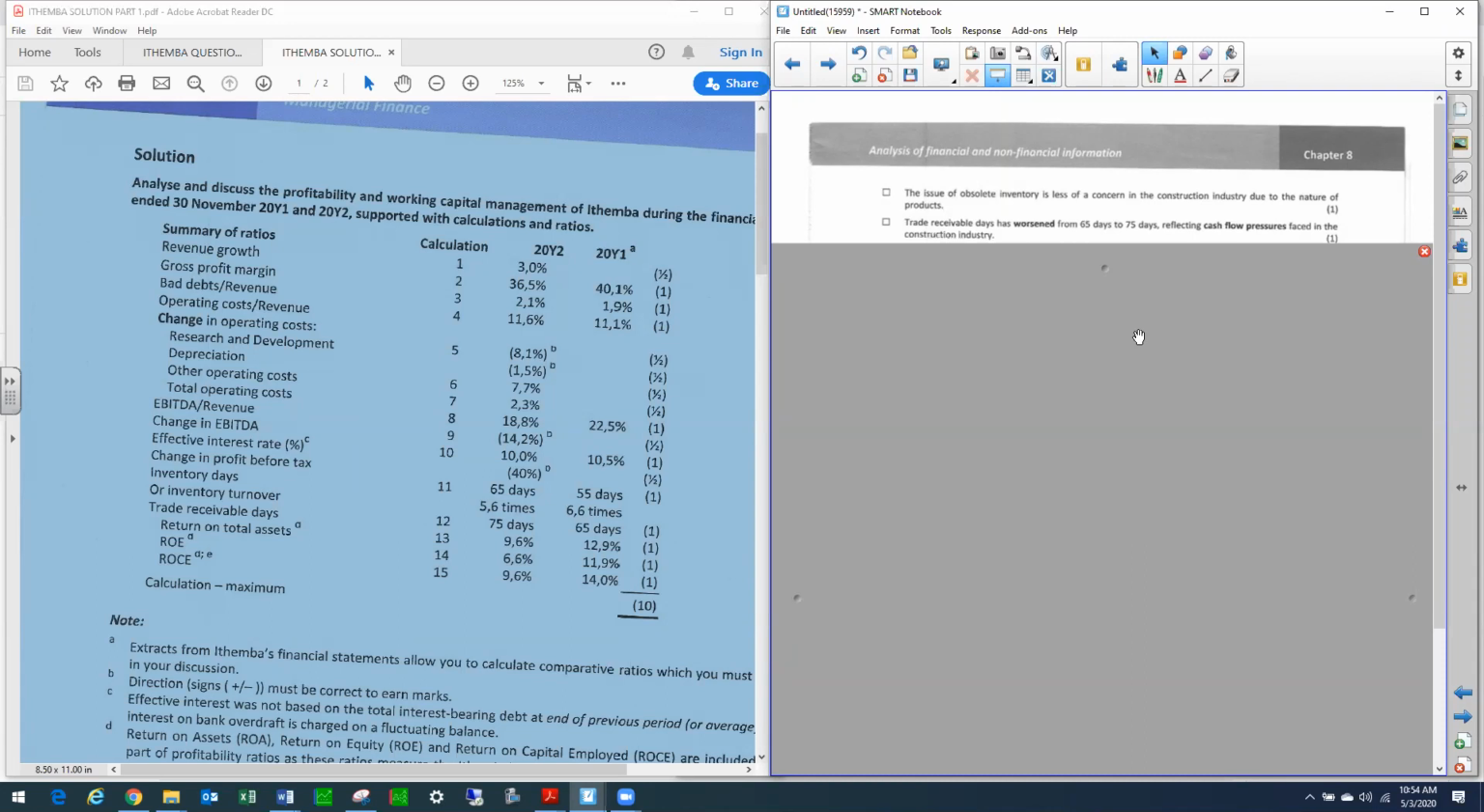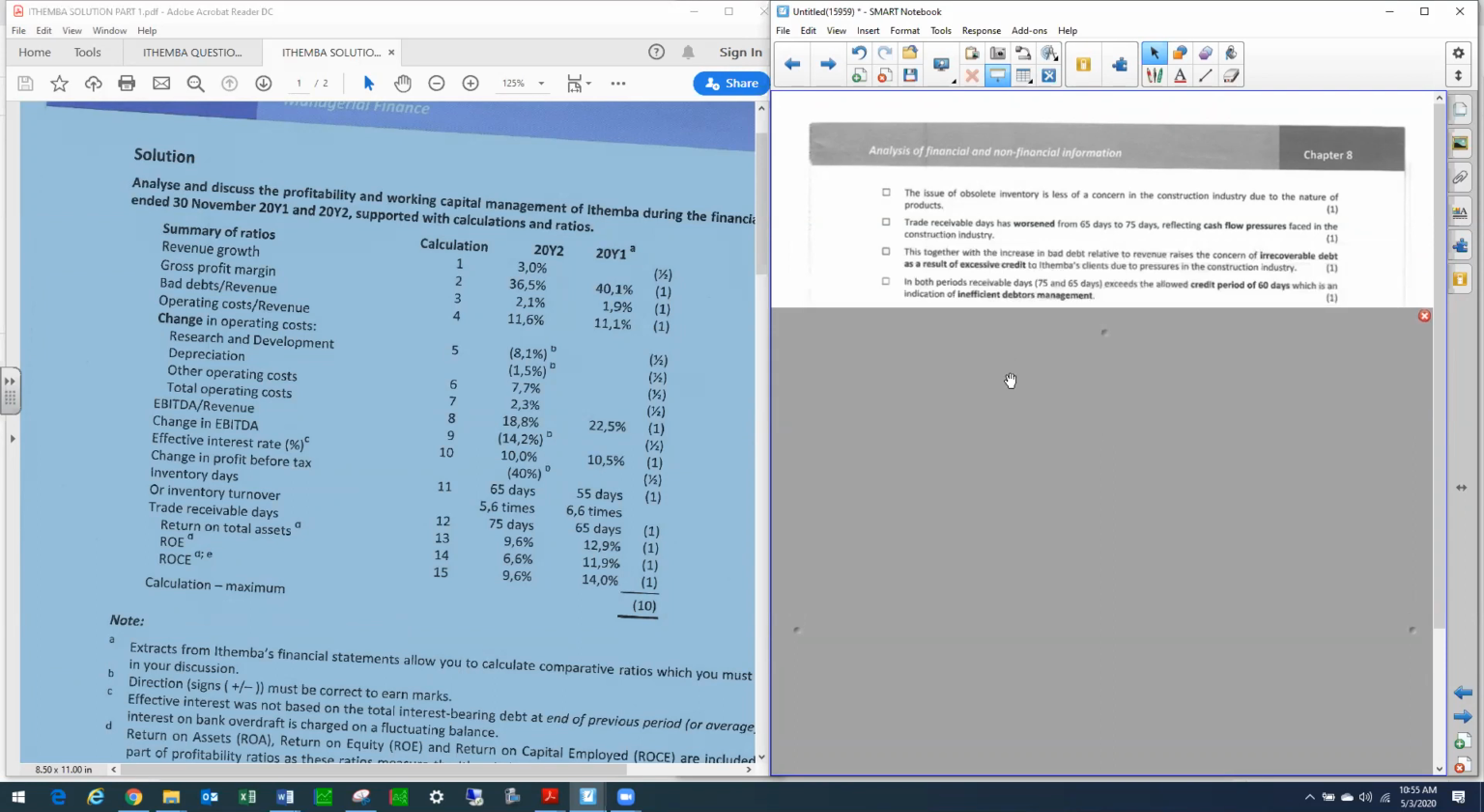Right? And what else is in the question? Which one of these ratios here deals with working capital management? Which one? This one, bad debts to revenue. Our bad debts percentage has gone up, which means what? We're not managing our debtors properly. There's the 3 points. Can you see it comes out of the question? Again, you need to go look inside the question to go and find the stuff.